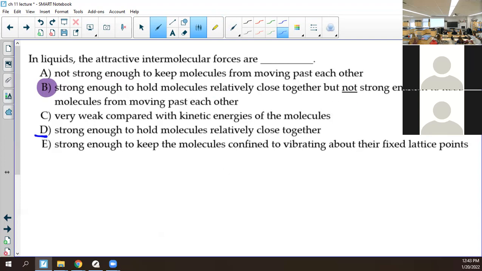Letter E is just what she says. Strong enough to keep molecules confined to vibrating about their fixed lattice points. That's the definition of a solid. Strong enough to hold molecules relatively close together. Not enough information. Are we okay with that? Very weak compared with kinetic energies of the molecules. That's not useful information. So it was either A or B, and B gave you the more specific correct answer. All right.